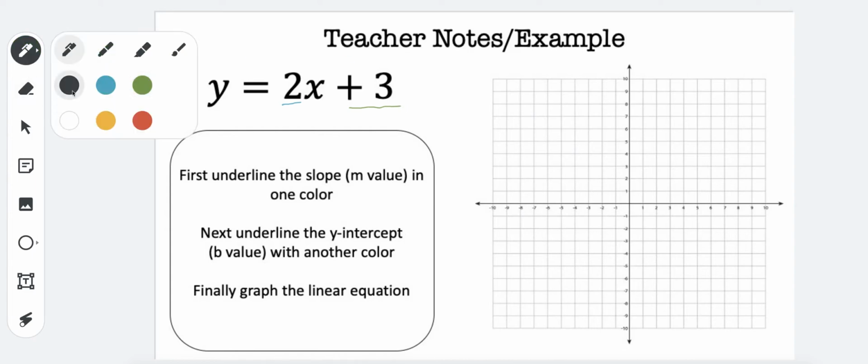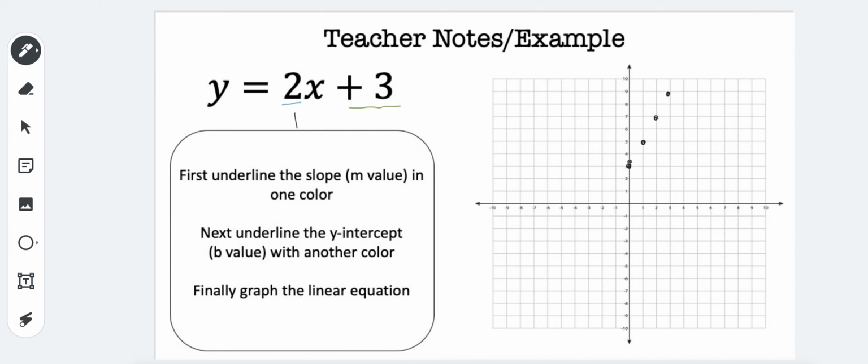So let's pick a different color. Remember, this value is the y-intercept, so that's where the graph touches the y-axis. So let's start at 3. And then the slope is positive 2, which is really 2 over 1. So we're going to rise 2 and go over 1. So up 2 over 1, up 2 over 1.